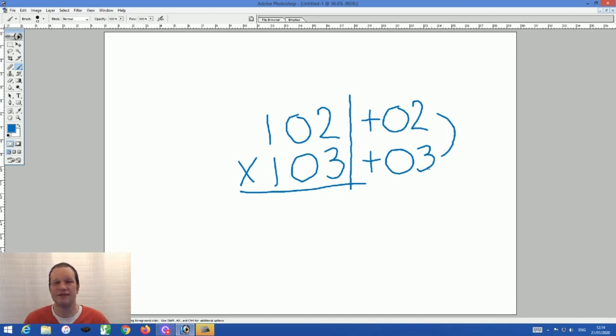Next thing we do is we multiply these two numbers. 02 times 03 is 06. And to close off the calculation, we add up crosswise. 102 plus 03 is 105, giving us our end result of 10,506.